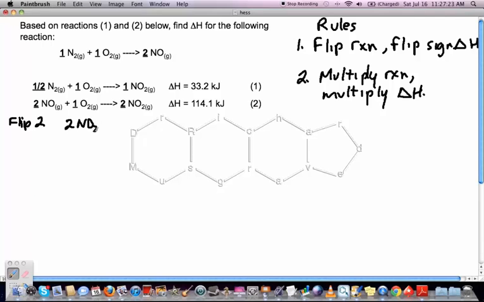2NO2. Now I'm going to ignore the states here because none of these compounds are in more than one state. They're all in the gaseous state, so there's not going to be any confusion by removing the states to do the manipulations here. Now when I flip this reaction, the delta H will become negative 114.1 kilojoules per mole.